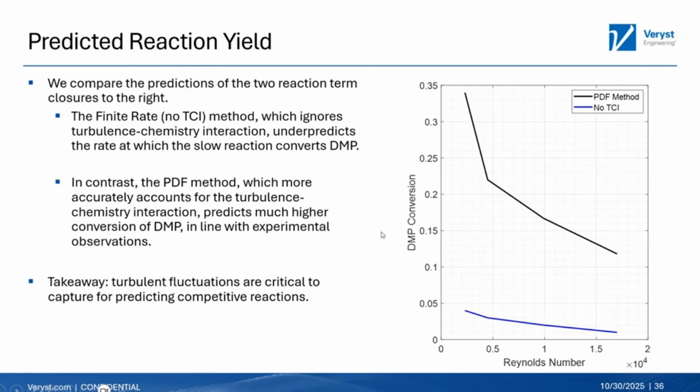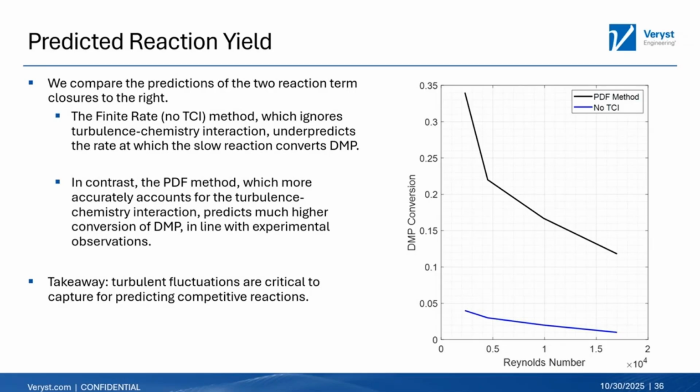What we're showing here is a comparison between the PDF method, which is in black, and the finite rate method, which is in blue. And in general, what we observe is that the finite rate method, where we ignore the turbulent fluctuations, greatly underpredicts the DMP conversion, especially at lower Reynolds numbers. So when we have slower mixing, what we would expect, and what's supported in the literature, is that we would have greater conversion of DMP.